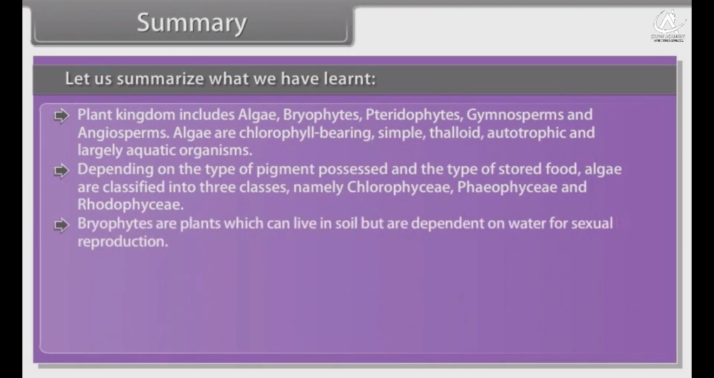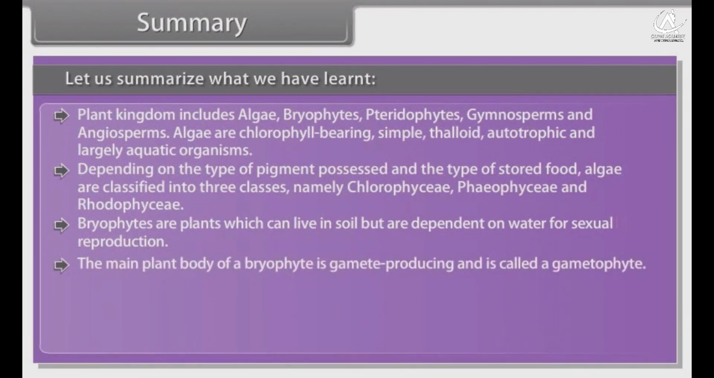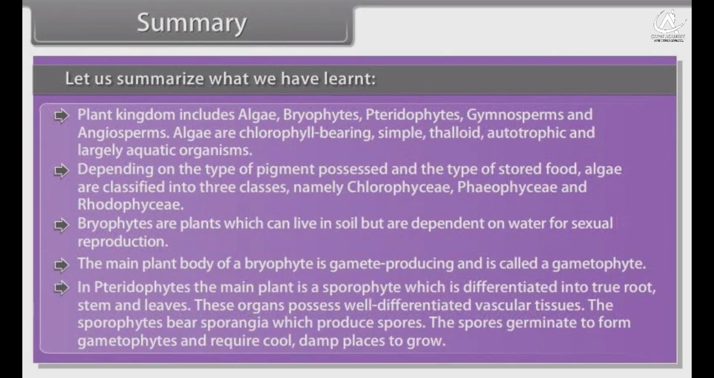Bryophytes are plants which can live in soil but are dependent on water for sexual reproduction. The main plant body of a bryophyte is gamete-producing and is called gametophyte. In pteridophytes, the main plant is sporophyte, which is differentiated into true root, stem and leaves. These organs possess well-differentiated vascular tissues. The sporophytes bear sporangia, which produce spores. The spores germinate to form gametophytes and require cool, damp places to grow.